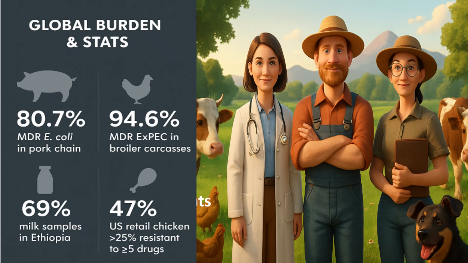Another study indicates that 69% of milk samples in Ethiopia were found to be contaminated with drug-resistant bacteria. 47% of US retail chicken was found to have 25% resistant bacteria and greater than 5% drugs in the chicken. So this data is really alarming. This shows how vulnerable we humans are when it comes to antibiotic resistance spread through the environment and agriculture.